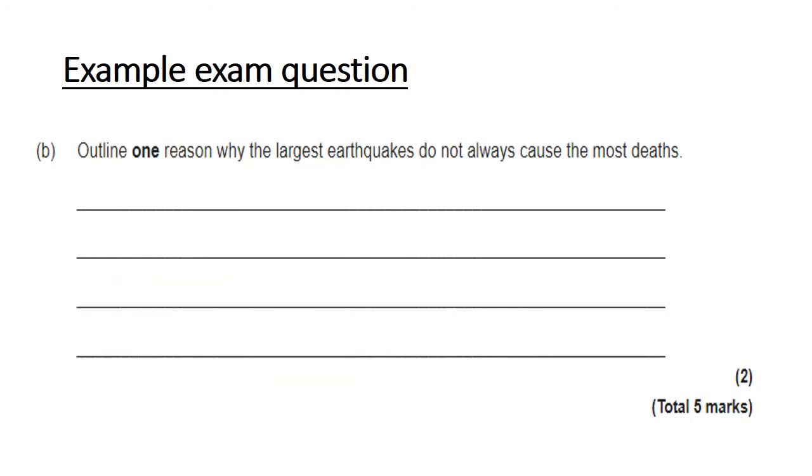Just going to do a really quick exam question up on the board, just to go through the good exam techniques first. Outline, that means give a brief explanation. One, crucial, reason why the largest earthquakes do not, very important, underline that, always cause the most deaths. So essentially what we're being asked here is, sometimes the large earthquakes don't kill the most people. Why is that? Think back to your previous slide there.